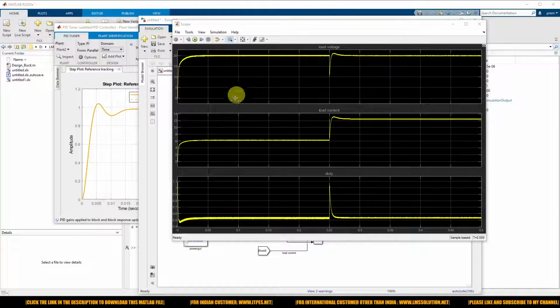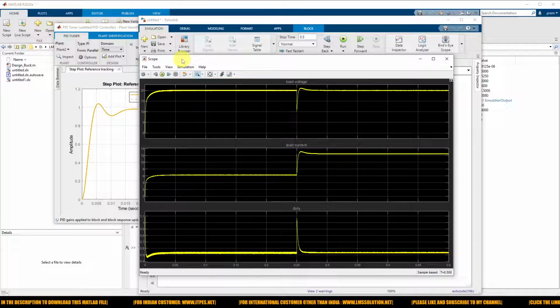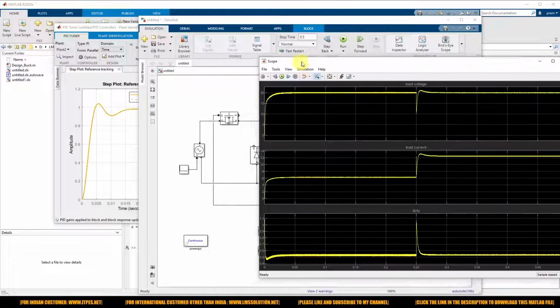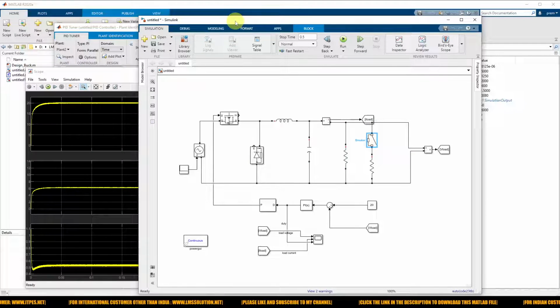So even for input variation and load variation, the controller effectively tracks the reference voltage command. By using this, you can use this concept for tuning a PID controller for any converter in closed loop.